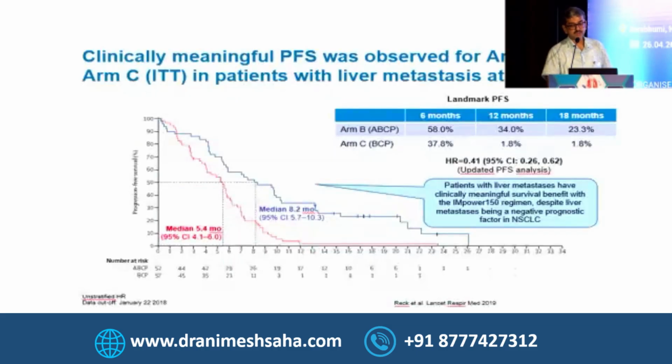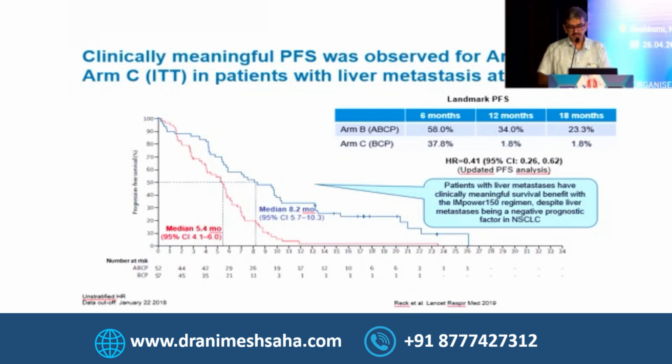So that's the thing. One clinically meaningful PFS benefit was observed in IMpower150, as my previous speaker already mentioned. Those with liver metastasis have a meaningful survival benefit with the ABCP regimen, in PD-L1 negative populations also. Arm A versus arm C, that is ABCP, is 34 months versus 34 months in the ABCP arm, and 23% of patients were surviving, with a median PFS of 5.4 months versus 8.2 months in the IMpower150 ABCP.